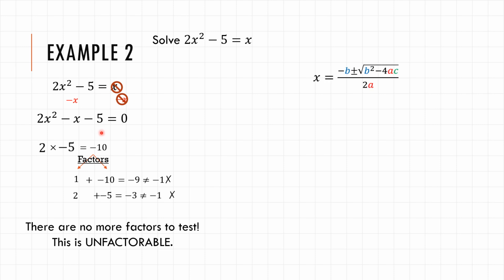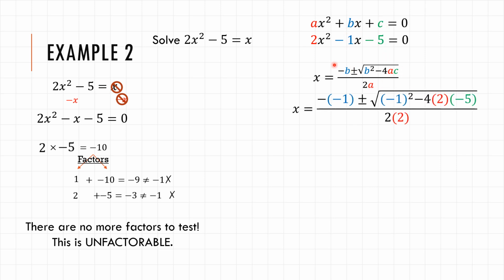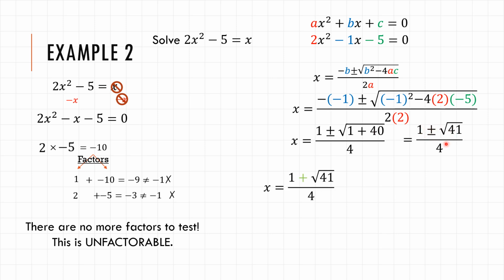So I have to use the quadratic formula. Thankfully, though, it's pretty easy to use. And when I have a quadratic in this form, all I have to do is recognize that 2 is the value of a, -1 is the value of b, and -5 is the value of c. So I'll plug those in here. -1 is +1, -1 squared is 1, and -4 times 2 times -5 is +40. 1 plus 40 is 41. And so my solutions here are 1 plus root 41 over 4 and 1 minus root 41 over 4.